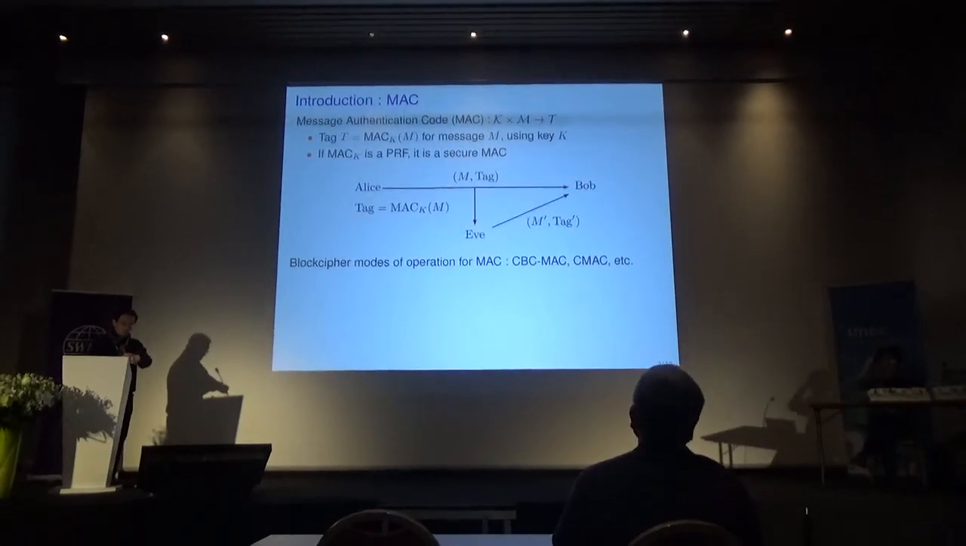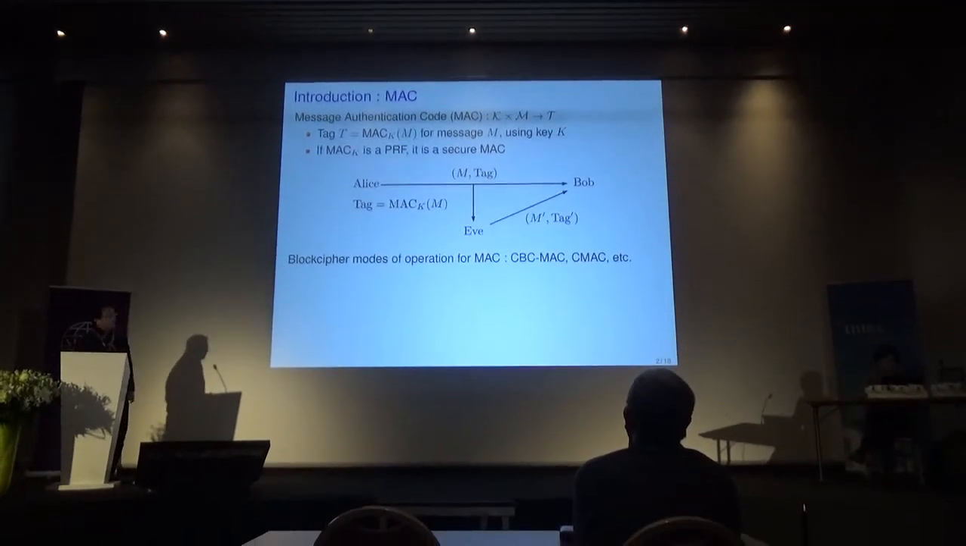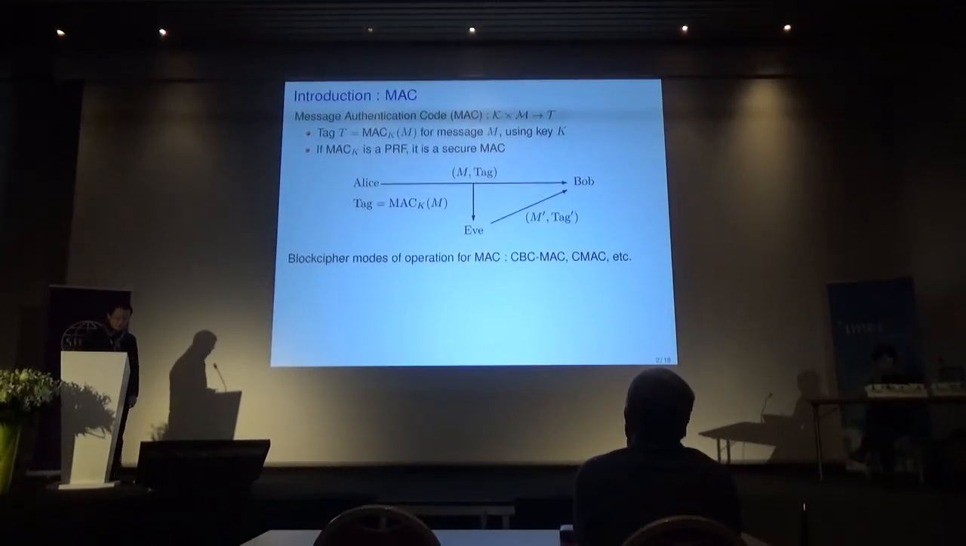So, I'd like to start with the basics of the MAC function. It's a symmetric key function, taking the key and the message to produce the tag, to detect unauthenticated forgery about the key. It is known that this MAC function is a pseudorandom function. This protocol is a secure MAC protocol. For building the MAC, it is quite common to use a block cipher, a block cipher mode of operation. Of course, the CBC MAC and the CMAC, and we have a bunch of proposals.